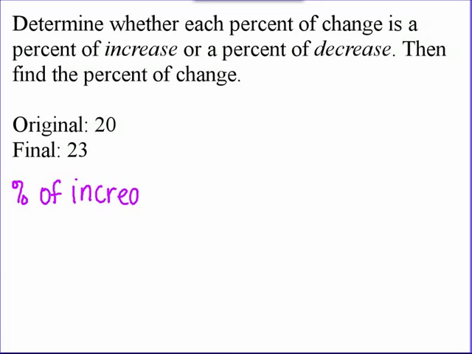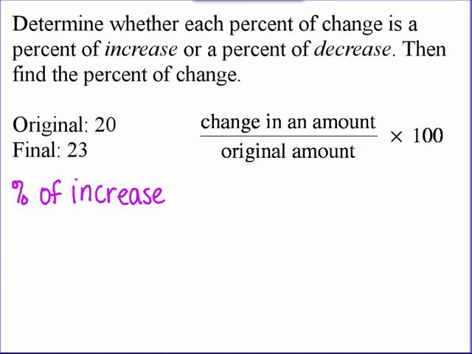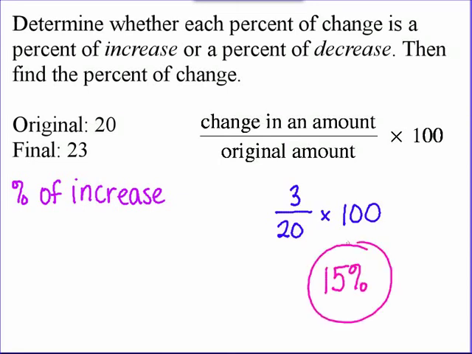Now I need to go ahead and use the formula. The formula is change in an amount divided by the original amount times 100. So how much have I changed? 3. I'm going to divide that by the original amount, which is 20, and take that times 100. So 3 divided by 20 times 100. And what do I get my percent of change to be? 15%. So this is a 15% increase.